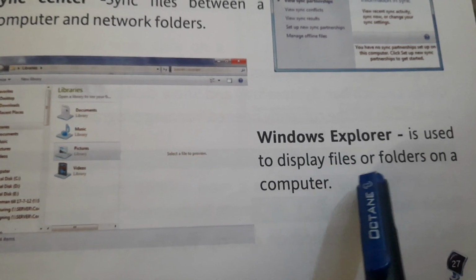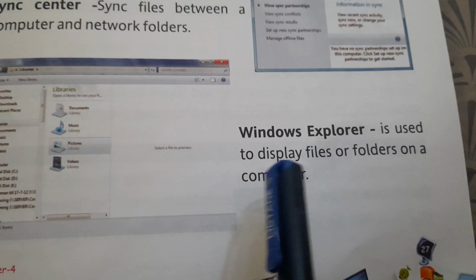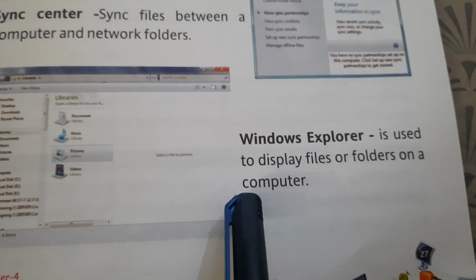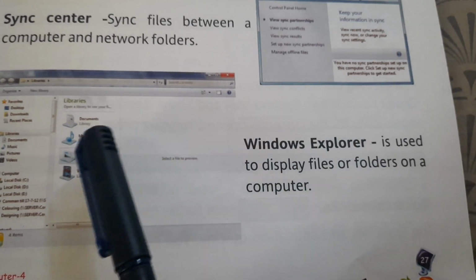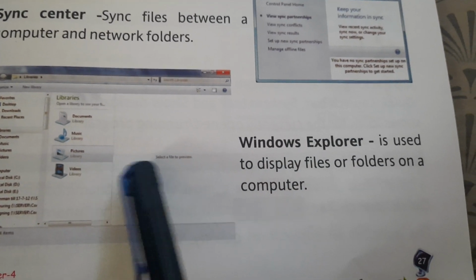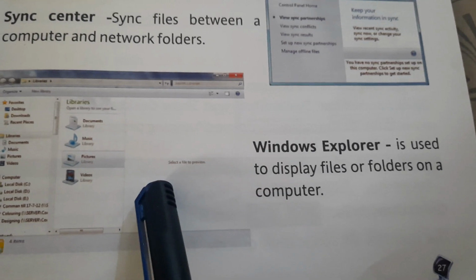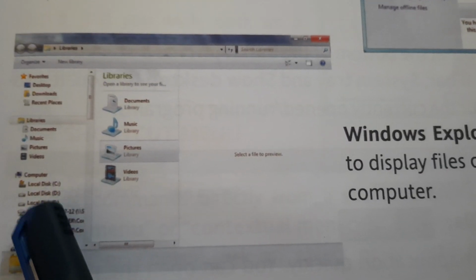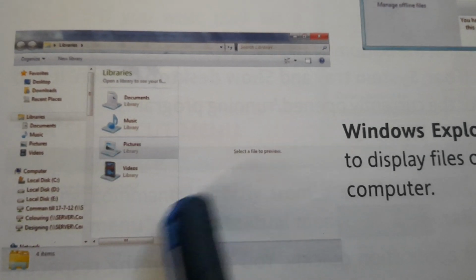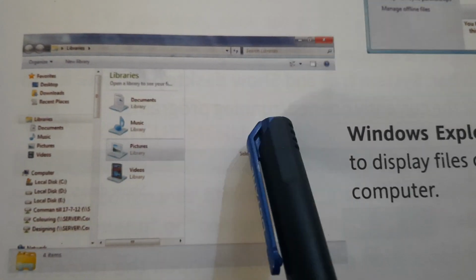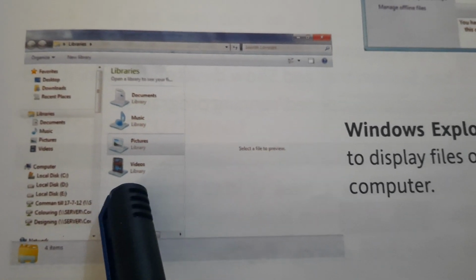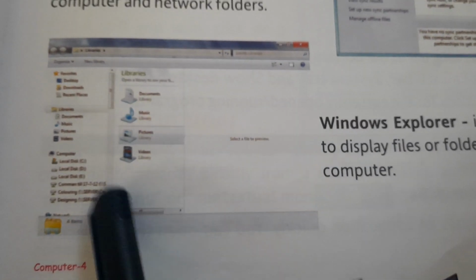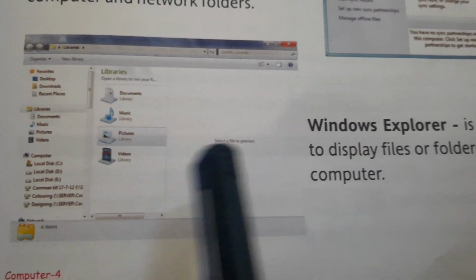Now, Windows Explorer. Windows Explorer is used to display files or folders on a computer. Means we can see the files and the folders which are there in the computer using Windows Explorer. We can go to different disk drives. We can see the files there. We can change their places, or we can find out where they are stored. So basically for navigating in the computer system we use this accessory.